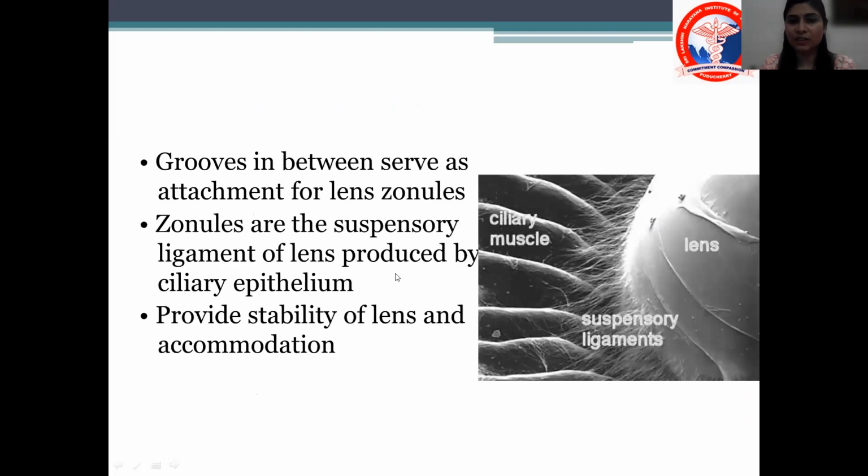The grooves in between serve as the attachments for the lens zonules. These are the grooves. So the suspensory ligaments, the zonules, get attachment at the grooves. The zonules are the suspensory ligament of the lens produced by the ciliary epithelium. They provide stability to the lens and help in accommodation.